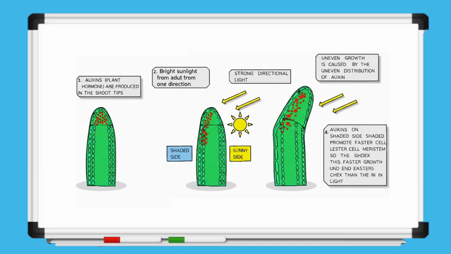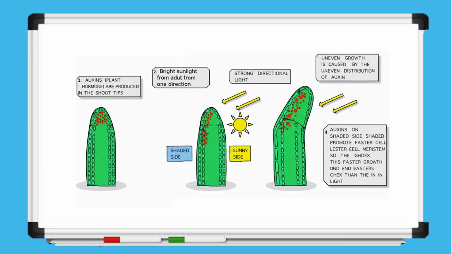Auxins are produced in the shoot tips, where active growth occurs. When the shoot is exposed to strong light coming from one direction, auxins move and accumulate on the shaded side of the stem. The higher concentration of auxin on this shaded side stimulates cells to elongate faster than those on the side facing the light. This difference in growth rates causes the stem to bend toward the light.